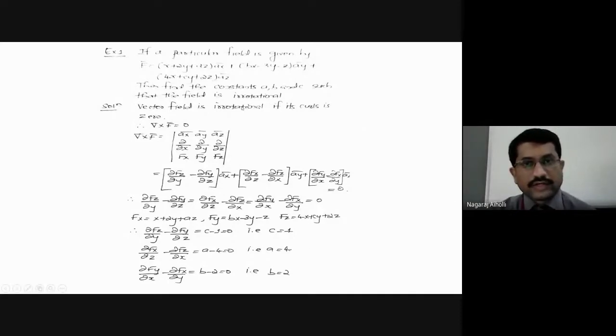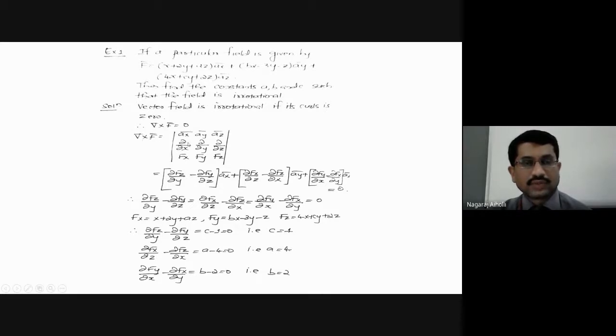They have asked to find the constants a, b and c such that the field is irrotational. Whatever field they have given, f bar, that is irrotational. The given vector field is irrotational if its curl is 0. If the curl of the given vector is 0, then that vector field is said to be irrotational. It is del cross f bar. Curl is del cross f bar is equal to 0.